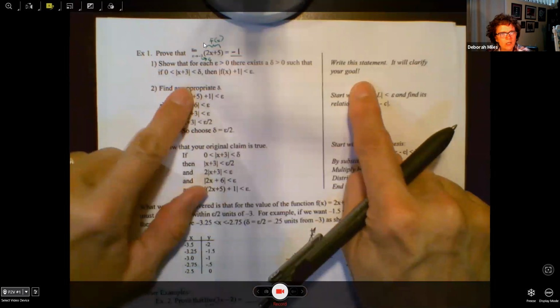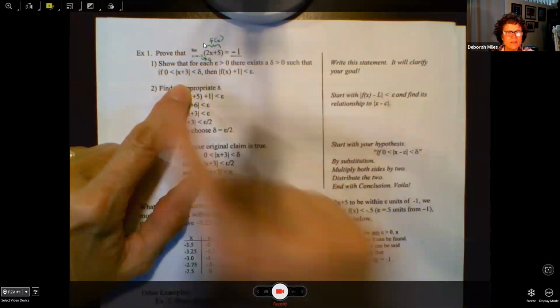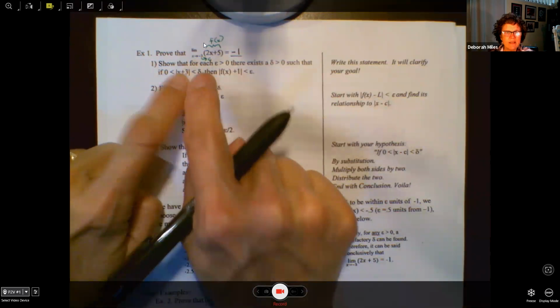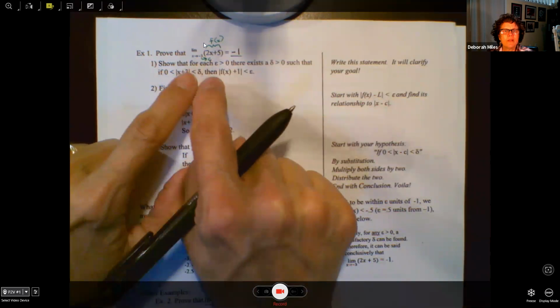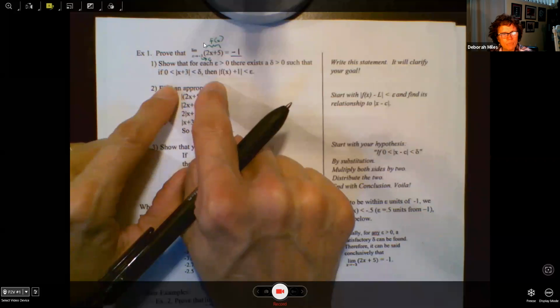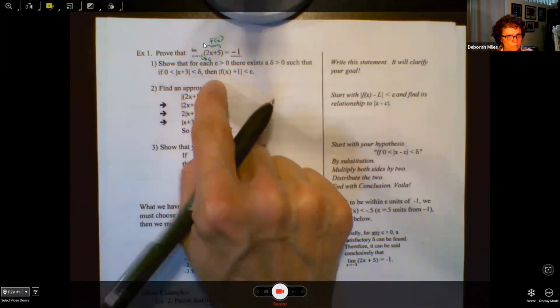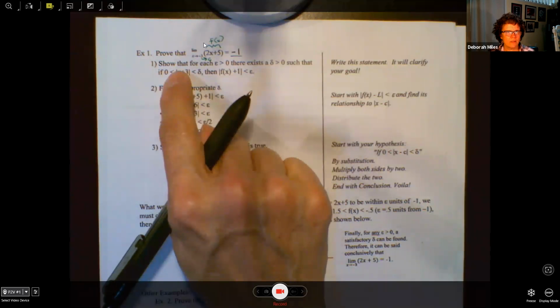Your first thing I'm going to grade you on in the proof is you have to write the definition of a limit so that you show your goal. This is what I'm trying to prove. Every proof starts with a show that. So here's the definition of the limit.